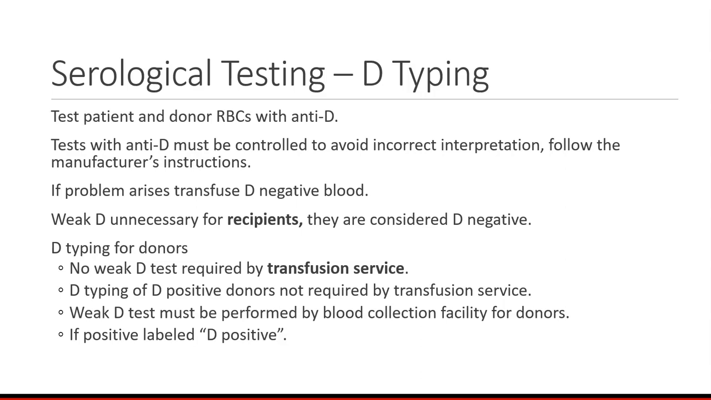D-typing of D-positive donors is not required by the transfusion service. We'll test them with anti-A and anti-B, but no D. What does it matter if a D-positive unit was accidentally labeled D-negative? Will that harm the patient? No. The weak D test must be performed by the blood collection facility for the donors. And if the weak D test is positive, then the donor unit is labeled D positive.